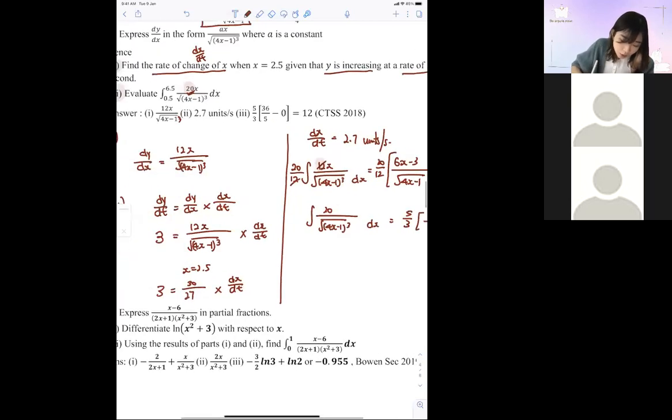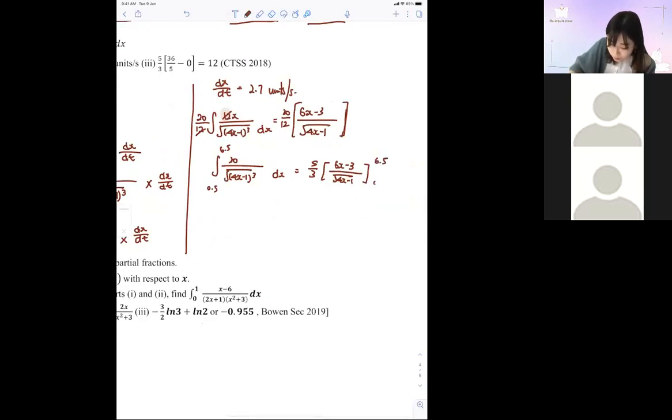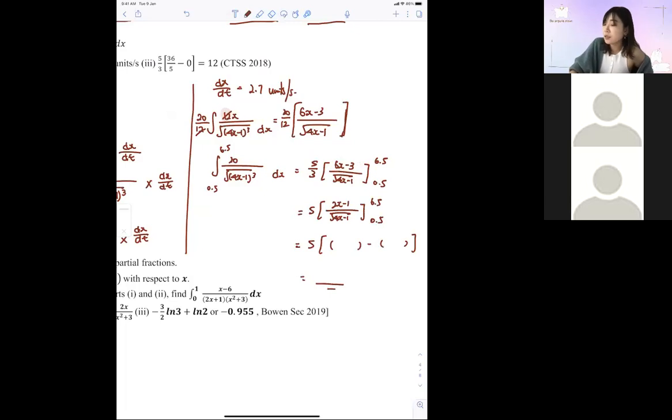Not done yet. There are numbers on the integral sign, 6.5 and 0.5. Here you also put 6.5 and 0.5. Can you see that you can factorize 3 from here? I will do that so I can cancel away. 2x minus 1. Easier like that. Then you sub in your values and you get your answer. Dylan, when you're done, can you help me take a picture and send me?